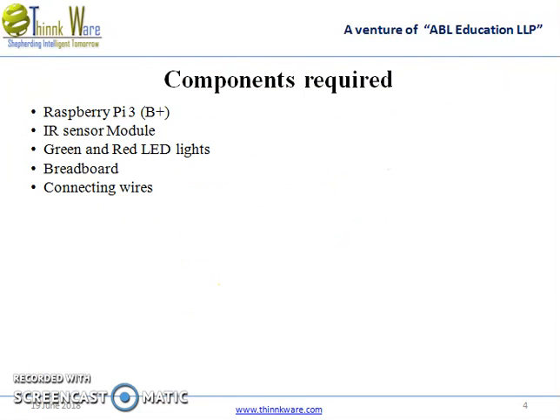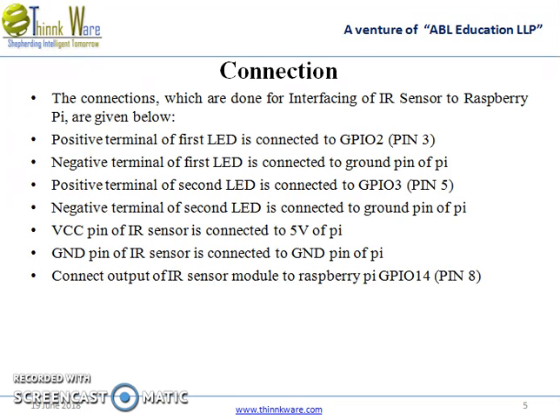The components required are Raspberry Pi 3B+, IR sensor module, green and red LED lights, breadboard, and connecting wires. The connections which are to be done for interfacing the IR sensor to Raspberry Pi are: connect the positive terminal of the first LED to GPIO pin 2 or pin 3, negative terminal of the first LED to the ground pin of Pi, positive terminal of the second LED is connected to GPIO 3 or pin 5, negative terminal of the second LED is connected to the ground pin of Pi.